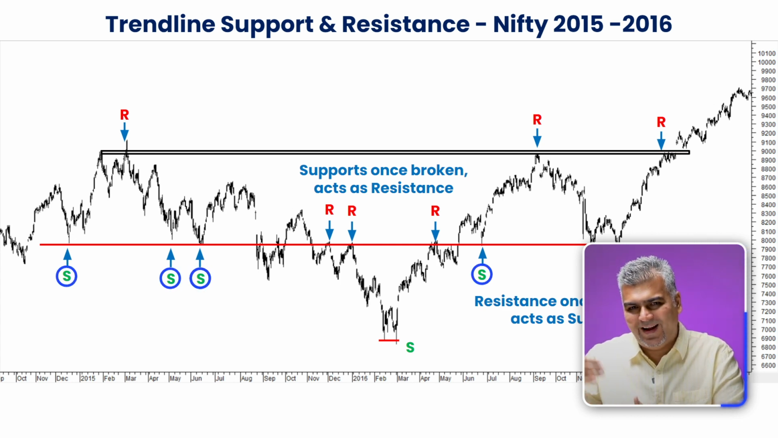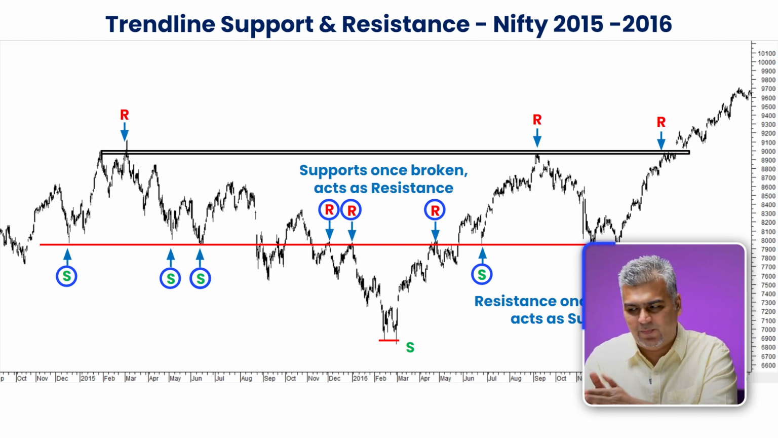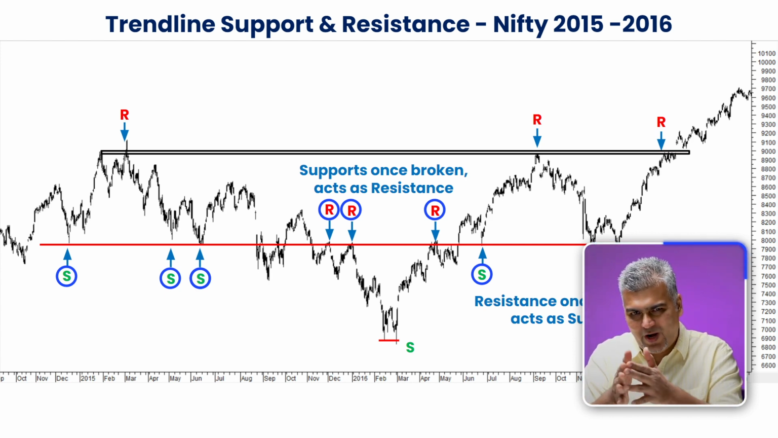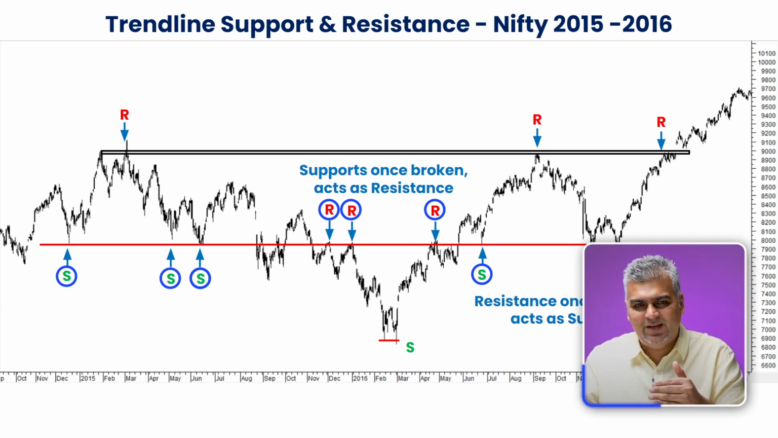Once we went below it, it acted as a resistance. Then we went above it. The next time it dipped, it acted as a support. If you see that 8,000 price point, there are multiple tops and bottoms around that, and that is acting as a support and a resistance at different times.